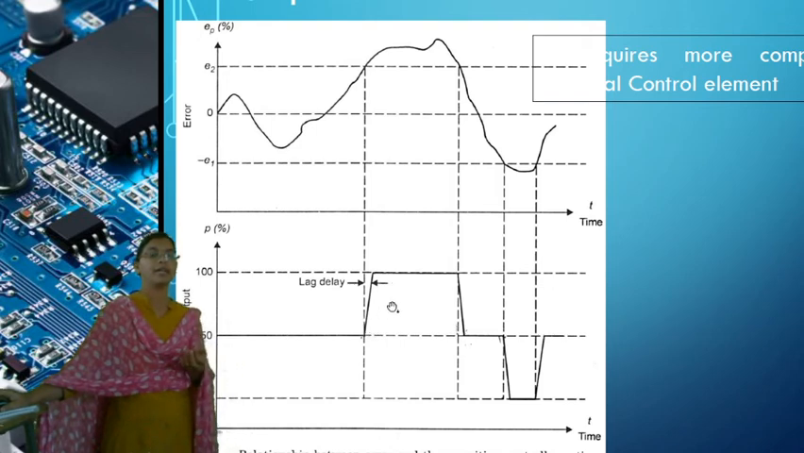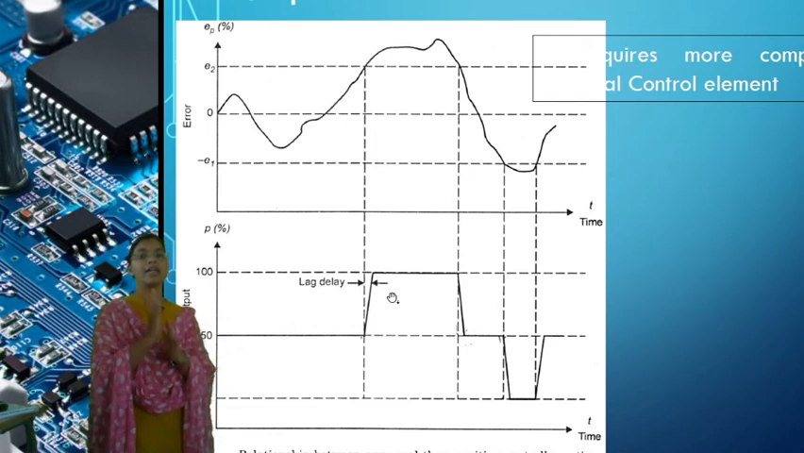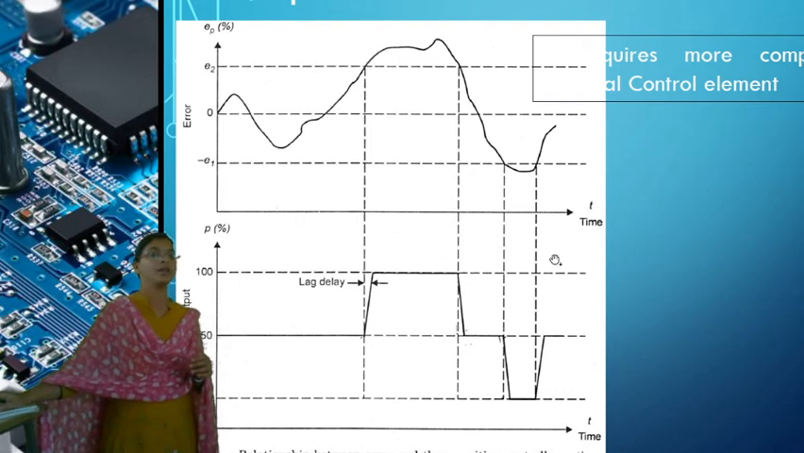But in the practical case, that will take some lag. That is called a lag or delay, and that line indicates the lag or delay here. So that will produce 100%. Again here, the error value is in between minus E1 and E2, so that produces 50% again. This is below minus E1, so that should produce 0%. And again in between, that will produce 50%. So this is a multi-position control system example.